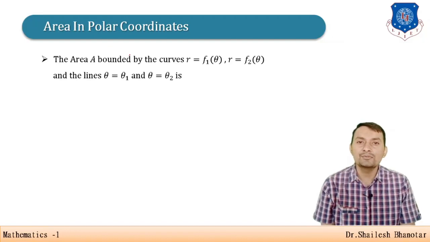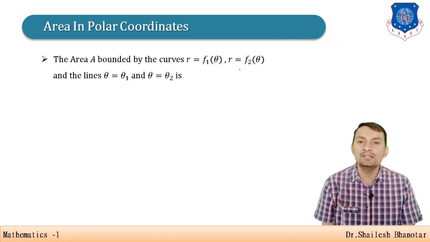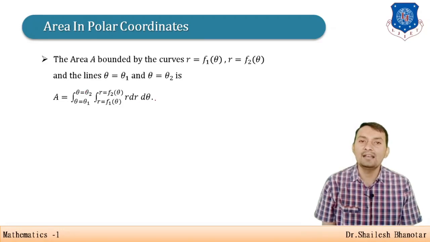Now if I concentrate on the area in polar coordinates, in that case r equals f1(theta) and r equals f2(theta), and the lines are theta equals theta 1 to theta equals theta 2. What will be the area? The double integration will have the inner limit r equals f1(theta) to f2(theta) and the outer limit theta equals theta 1 to theta 2, with r dr d theta, and that will be the standard form.